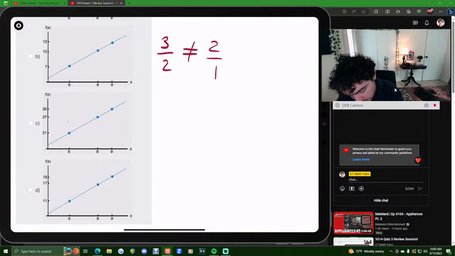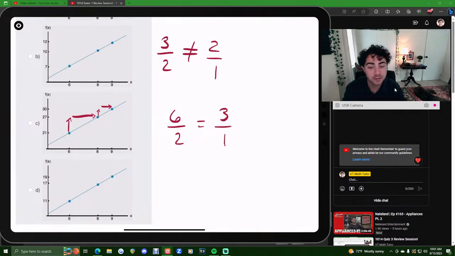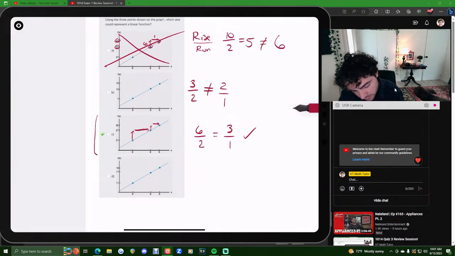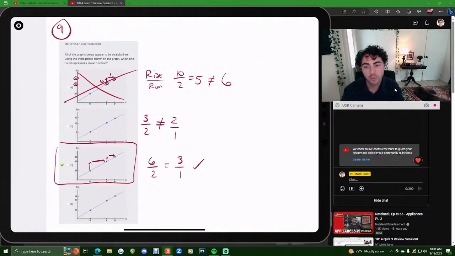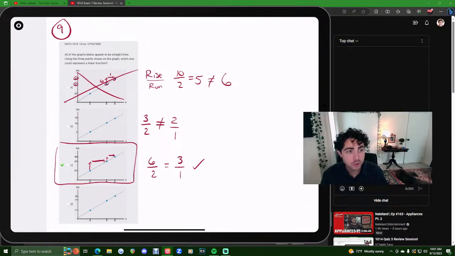All right. From 21 to 27, that's a rise of 6. From 6 to 8, run of 2. From 27 to 30, that's a rise of 3. And 8 to 9, that's a run of 1. So my question is, does 6 over 2 equal 3 over 1? Yes. They're both equal to 3. And so C would be our answer here, because the slope between points 1 and 2 is equal to the slope between points 2 and 3. Okay? No questions? Very good.